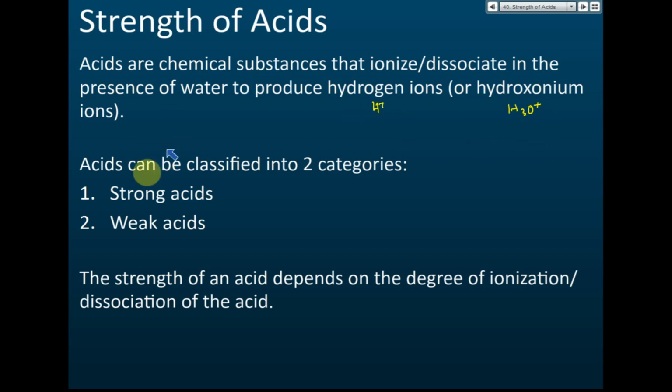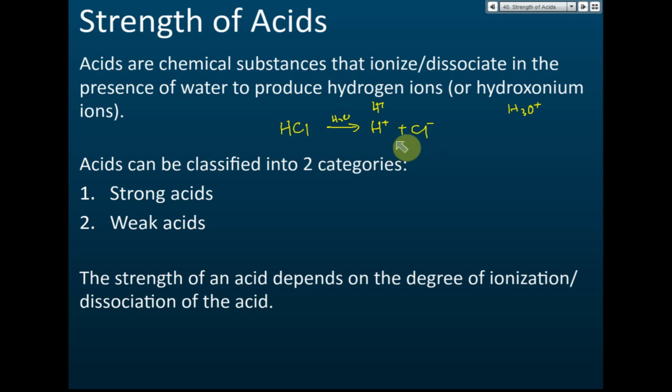But acid can be classified into two categories: strong acids or weak acids. Based on what? Based on the degrees of ionization. What does ionize mean? Ionize means that it dissociates to form ions. For example, HCl dissociates in water to form hydrogen ion and chloride ions. So this is called ionization of the acid molecule. The acid ionizes to form hydrogen ion and chloride ions. This happens only with the presence of water.